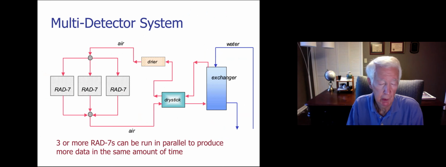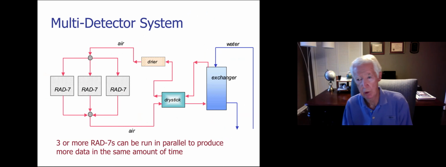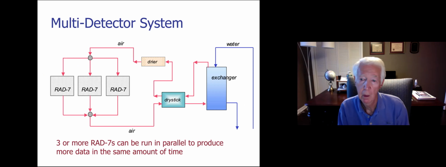All right, then soon after we had that going, we conceptualized the idea that, why not put several RAD7s together to increase the throughput? So you can still operate with just one exchanger, one open loop of water going through, one drying system.